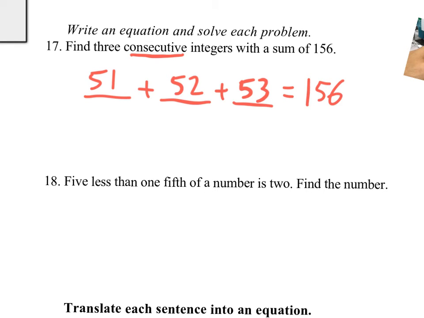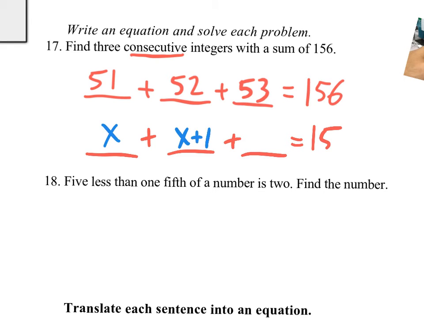Now, of course, that's not the way you're supposed to do number 17. The way you're supposed to do it is to create an actual equation. The first number, I don't know what it is, so I put an X. The first number plus the second number plus the third number equals 156. Whatever X is, whether it's 17 or 52, the next number is going to be 1 greater than X, and the number after that is going to be 2 greater than X. So this is the correct equation, and then you combine like terms.